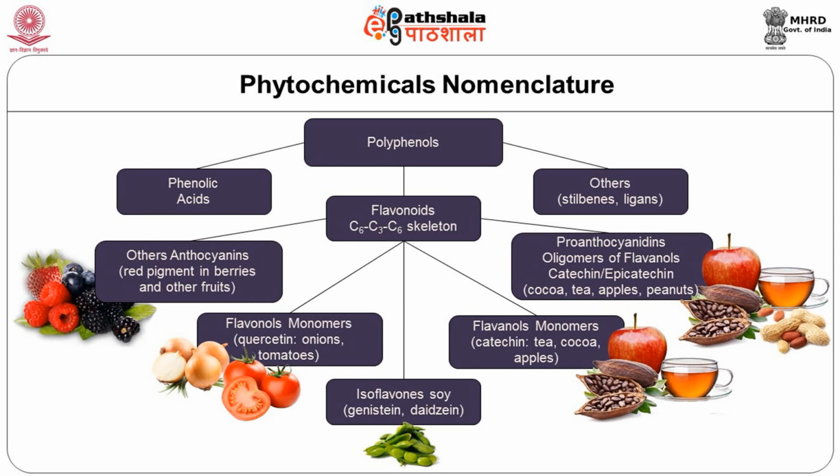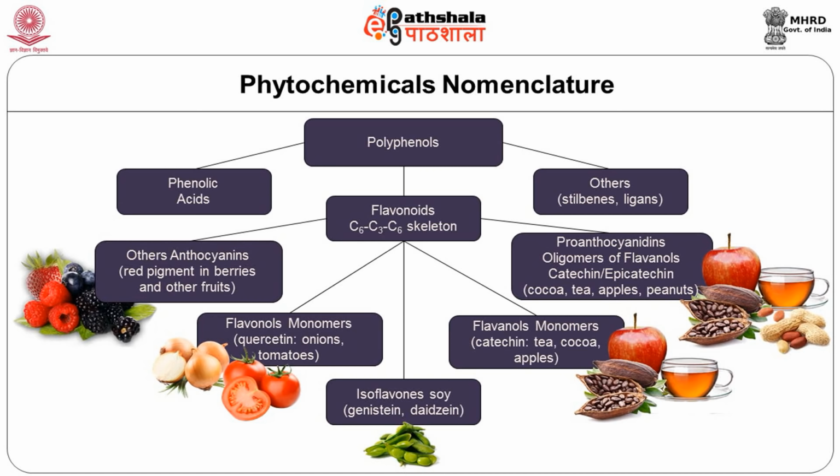If you look at the flavonoids, it is the major group, which has a C6-C3-C6 skeleton. Flavonoids are further categorized into anthocyanins, flavonols, flavanols, proanthocyanidins, as well as isoflavones. The anthocyanins are the red pigments in berries and many other fruits, which have a bright red color.